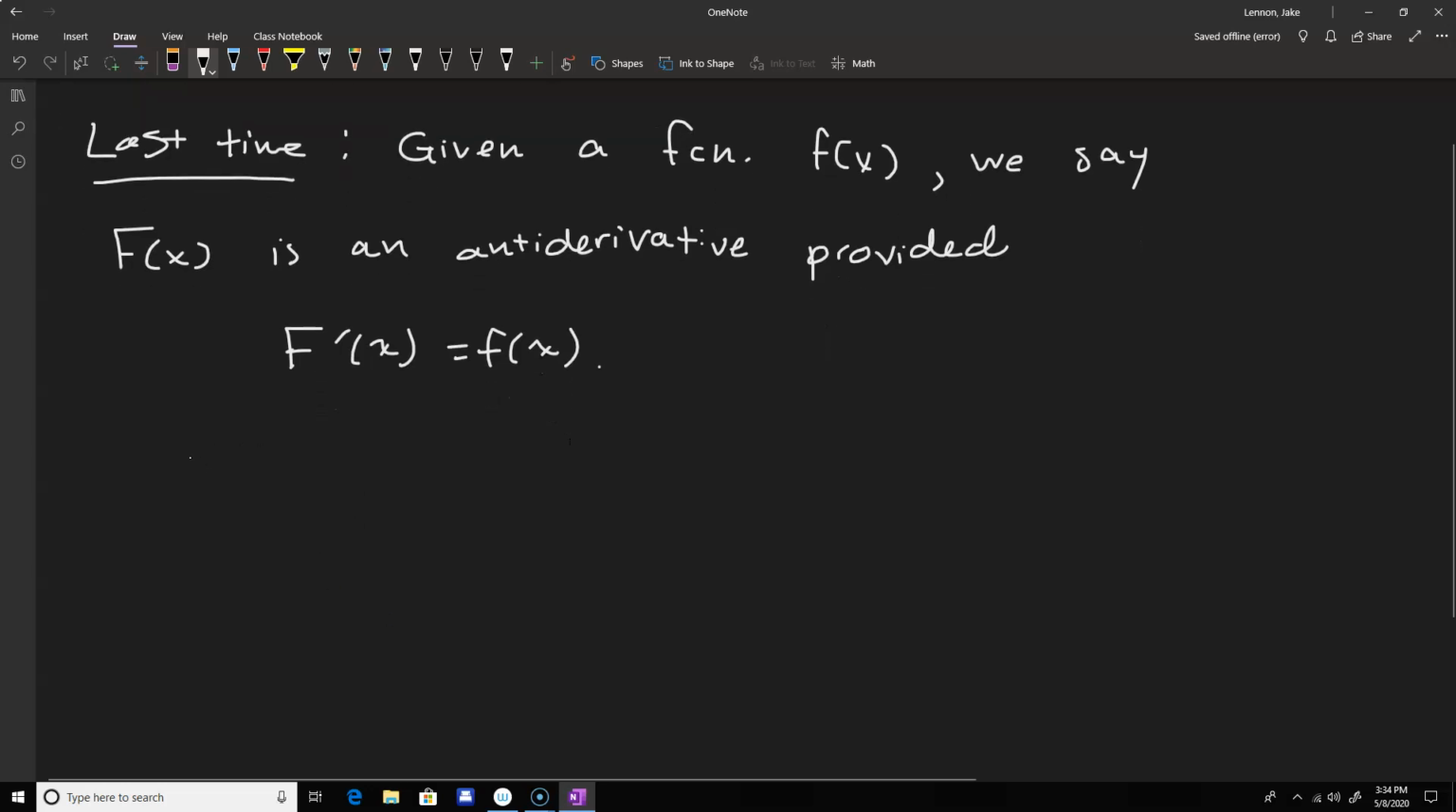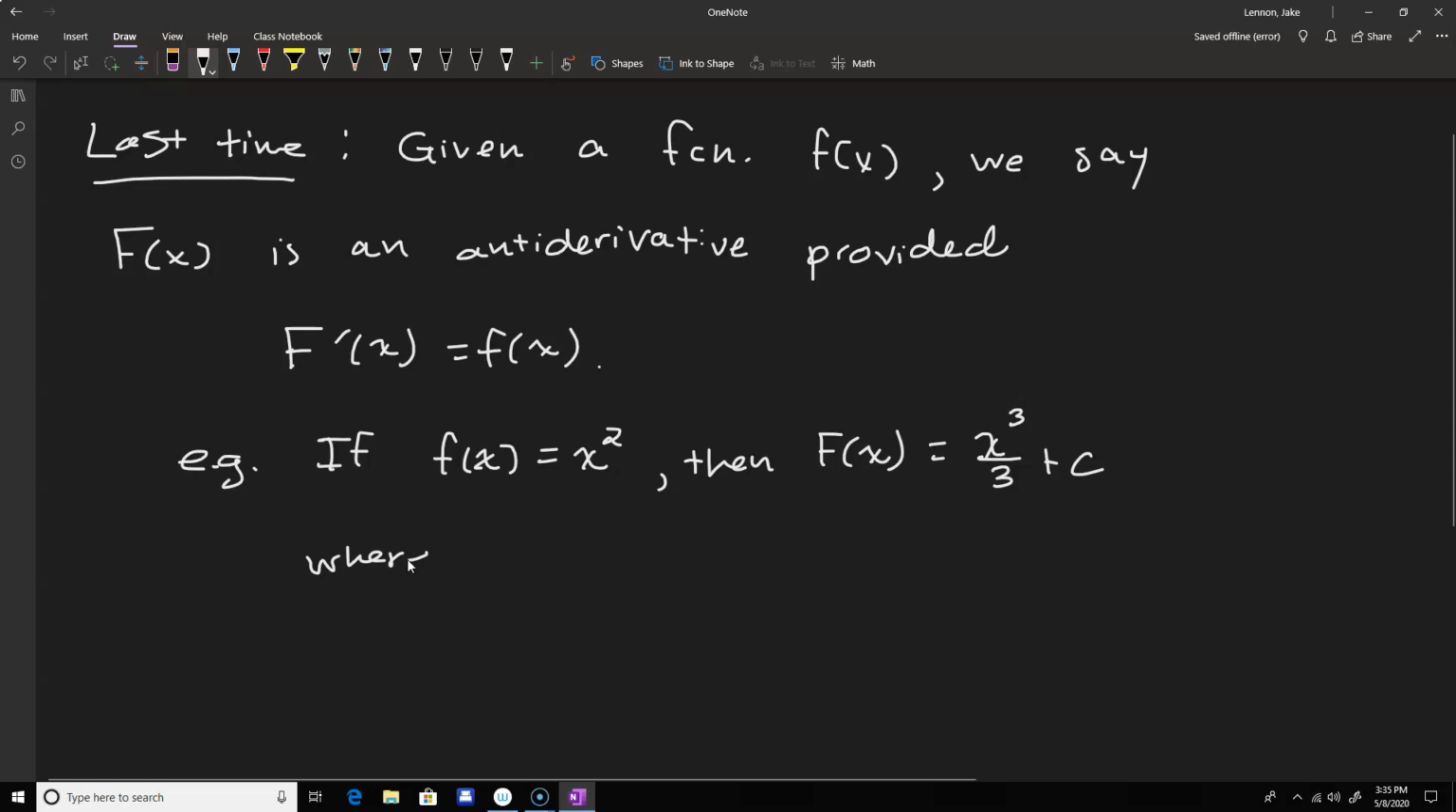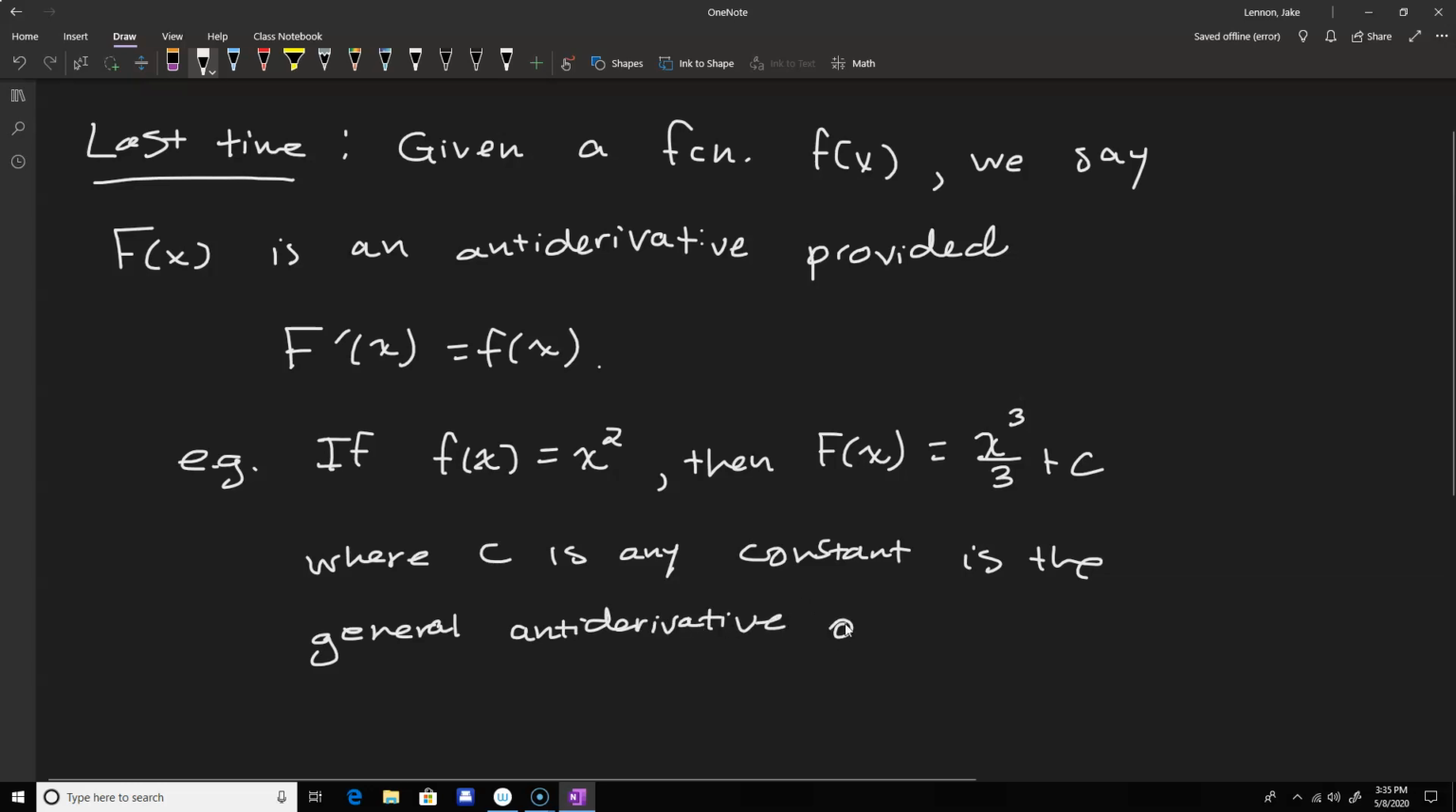We looked at the example. So if f of x was x squared, then F of x equals x cubed over 3, or 1/3 times x cubed, plus c, where c is any constant, is the general antiderivative of f of x. So that was the example we saw.